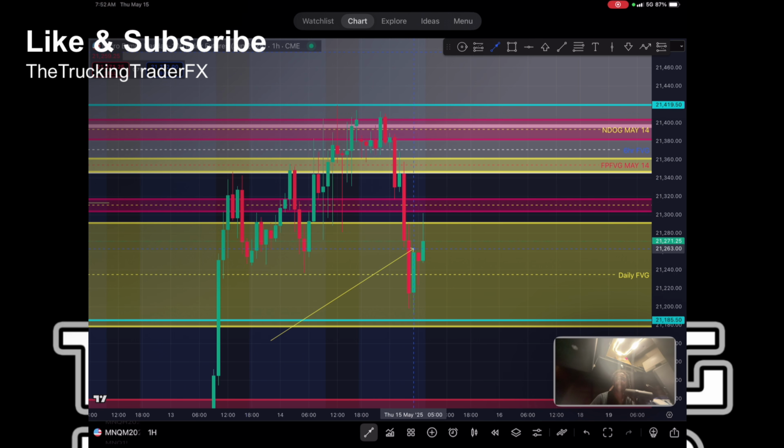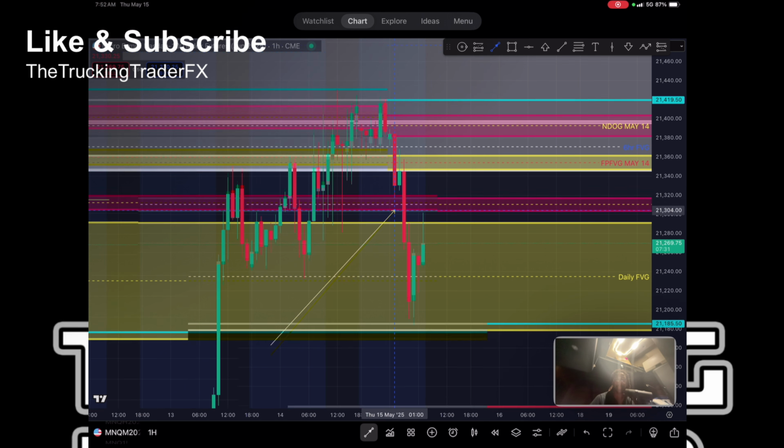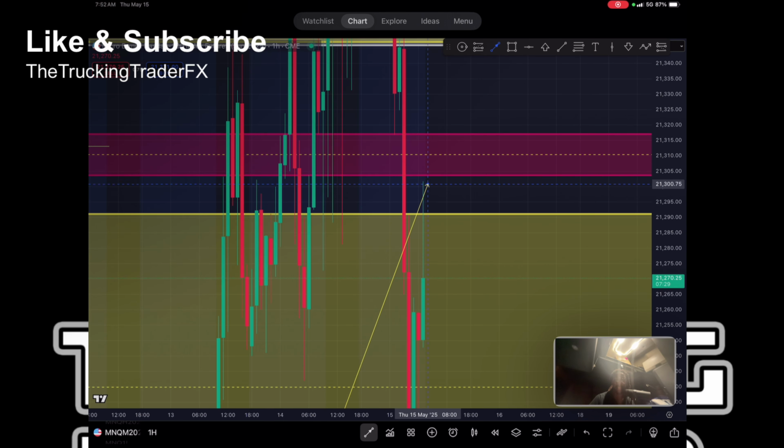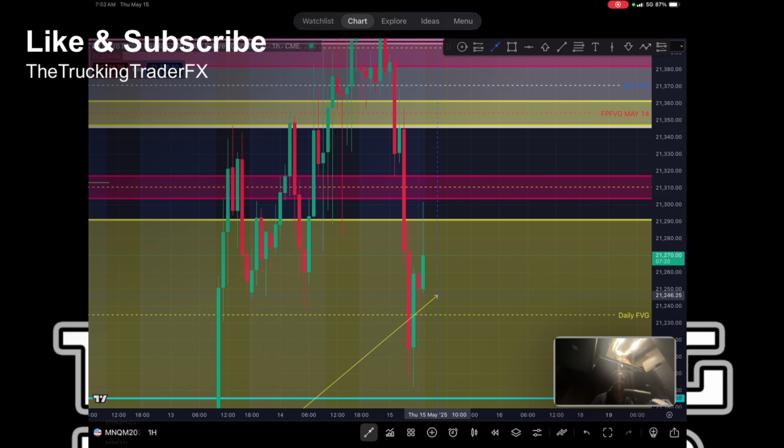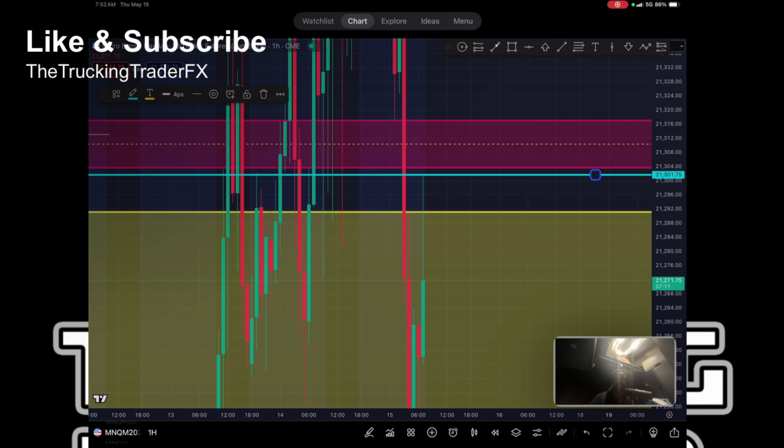So we got the sweep of liquidity, and then we had this 1 hour fair value gap right here that was holding price. This is now going to be an inversion fair value gap. You guys can see price almost comes to it right here, but it doesn't quite get there. And then it starts to retrace a little bit right there. So what I would do if I was you guys as well, I will put a little line right there. That's going to be an area of liquidity.